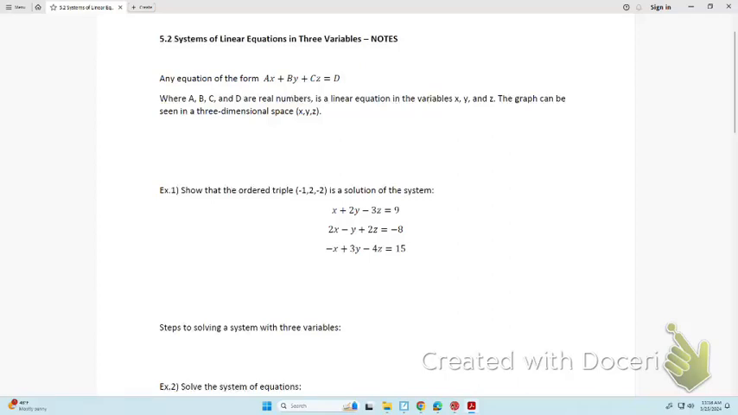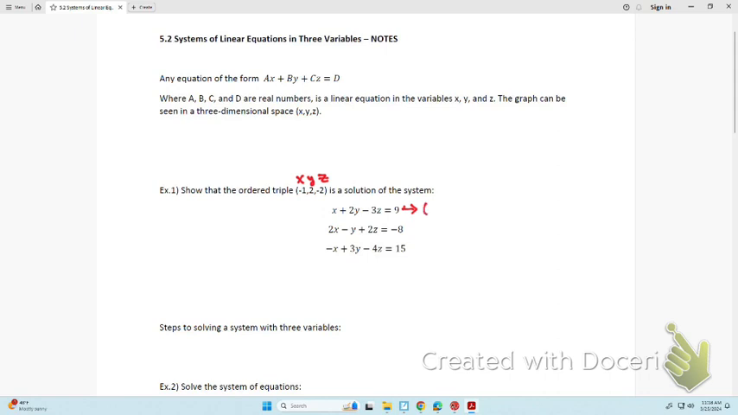In college algebra, we moved up to 3 variable systems of equations. So anytime you see a 3 variable coordinate, it's alphabetical. It's X, Y, Z. And on number 1 here, when you're trying to determine if that's a solution, you just plug in. So we're going to plug in -1, 2, and -2 in place of X, Y, and Z and see if it equals 9.